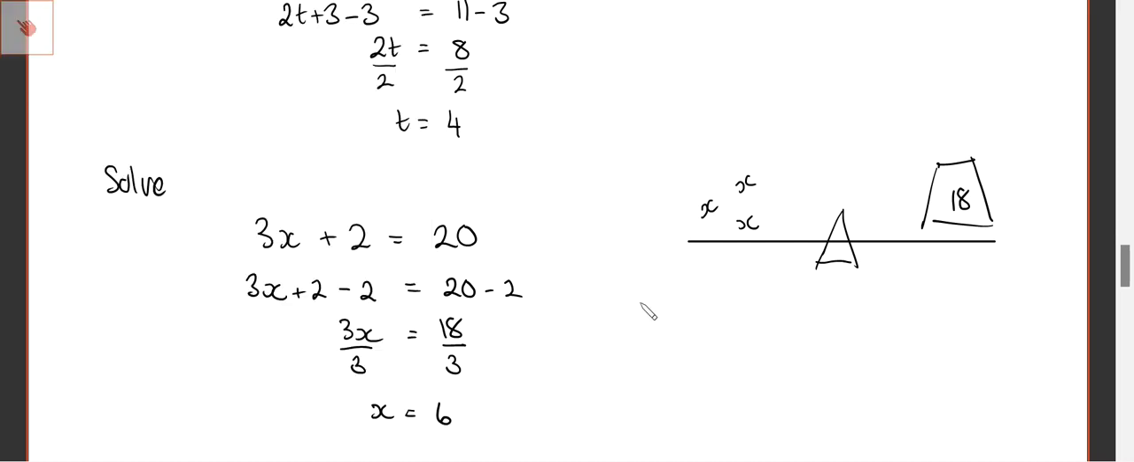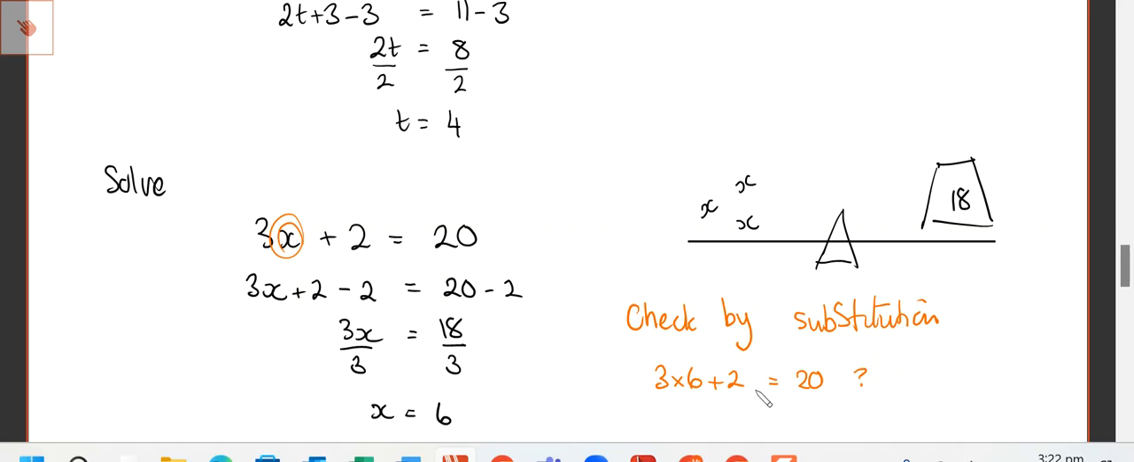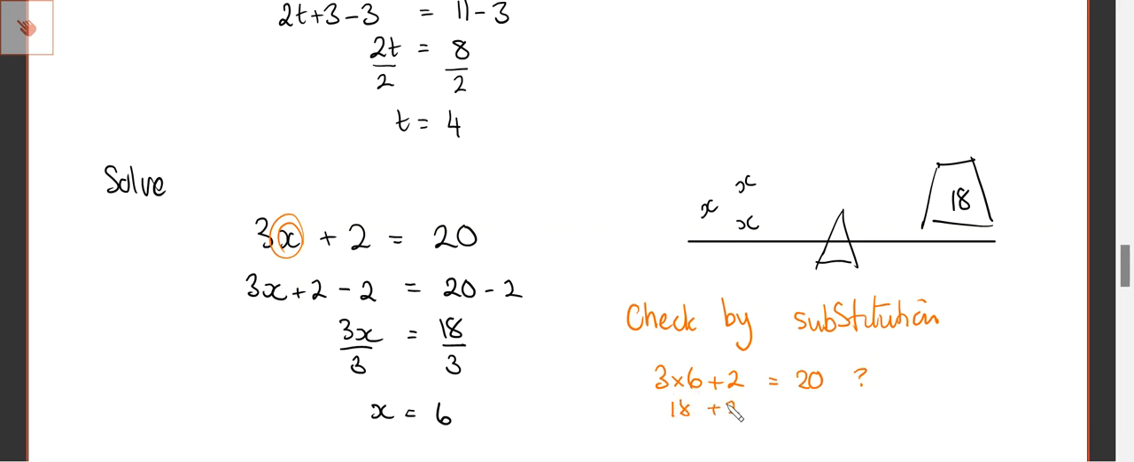So basically, what you do, I forgot. You check by substitution. Right? So if we think x has to be 6, what we do is we go, does 3 times 6 plus 2 equal 20? Am I correct or not? Well, 3 times 6 is 18, 18 plus 2 does equal 20. Yes, I'm happy I've got it correct.